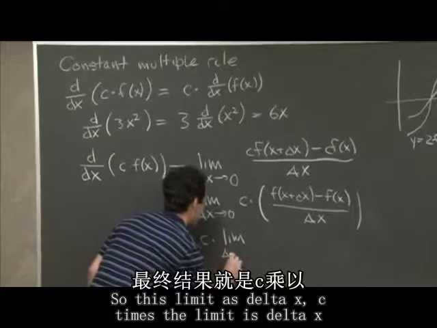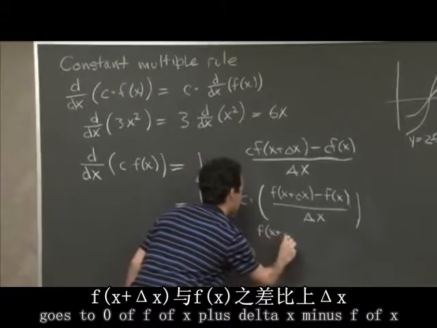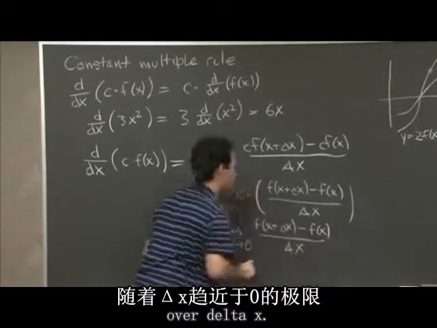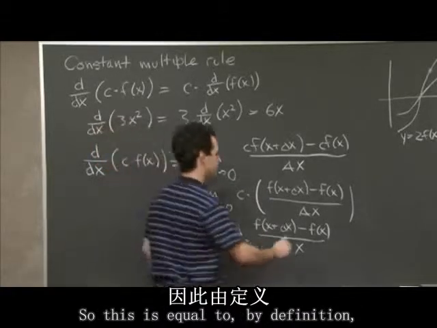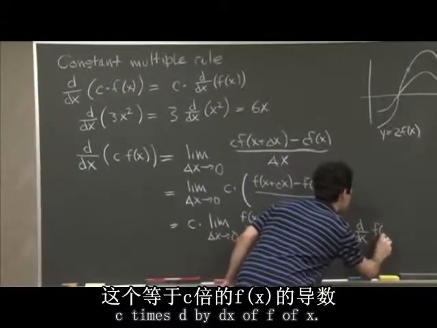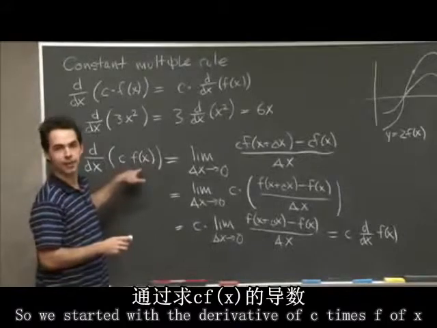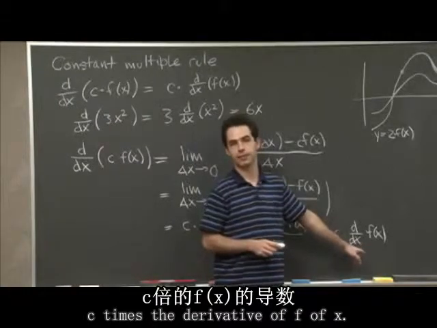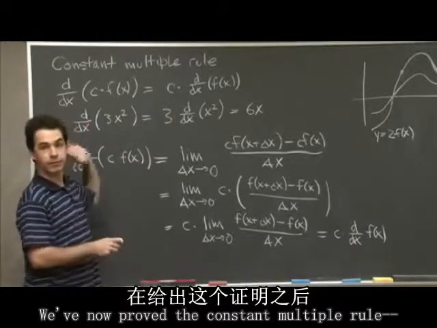So this is c times the limit as delta x goes to 0 of f of x plus delta x minus f of x over delta x. And this limit here is just the definition of the derivative of f of x. So this is equal to, by definition, c times d by dx of f of x. So we started with the derivative of c times f of x, and we showed that this is equal to c times the derivative of f of x. So that's exactly what we wanted. So that proves the constant multiple rule.